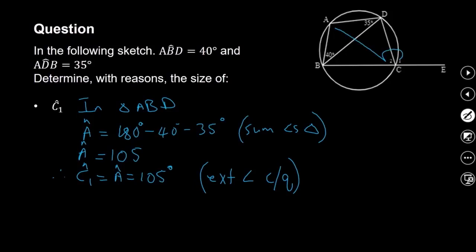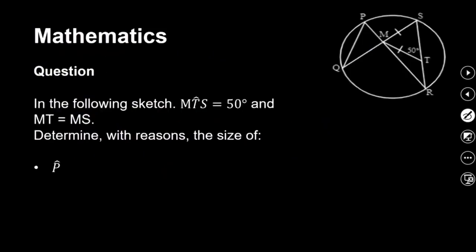Some people might want to first find C2 and then use angles on a straight line. Really, it's one and the same thing. C2, you will say opposite or supplementary, find C1, and then you can be able to solve that. But that's a longer route because already there's an exterior angle that I know about there. Another question is in the following sketch, MTS is 50. I can see that. And I know that MT is equals to MS.